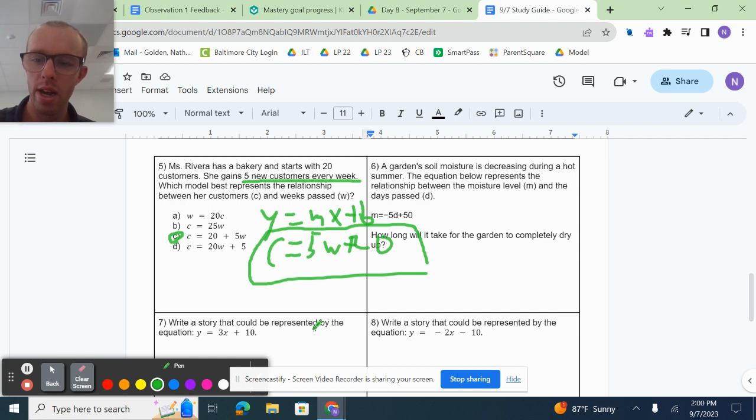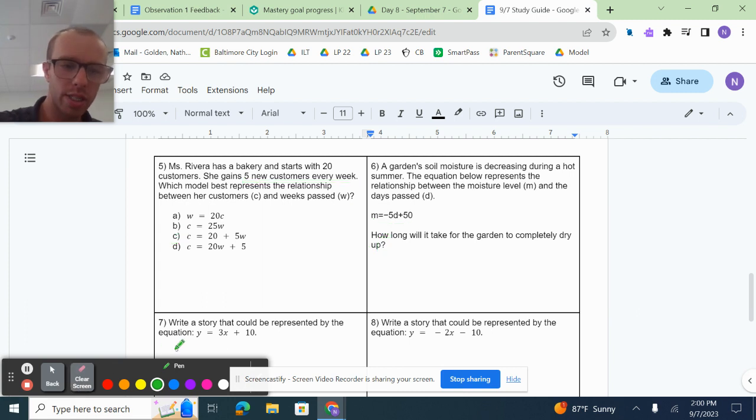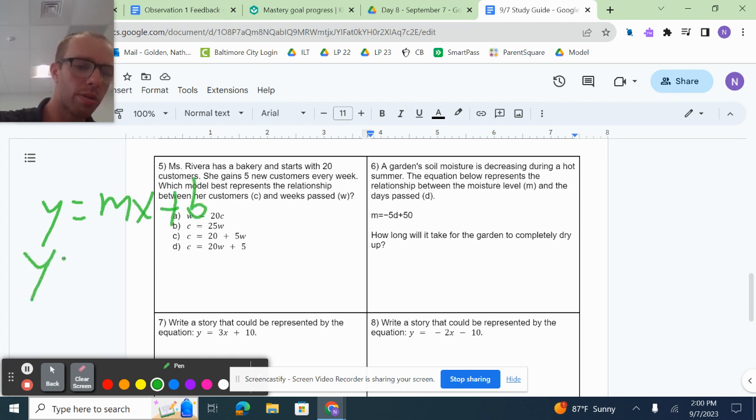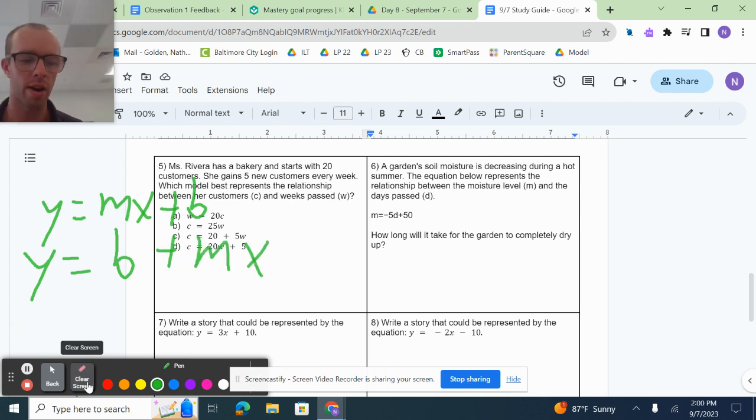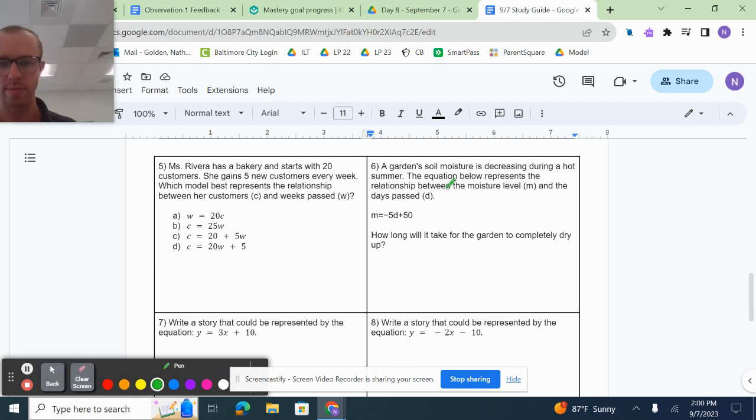They're the same thing. Think about it like this. What's 5 plus 4? That's 9. What's 4 plus 5? That's 9. The order of addition doesn't matter. And so what I want you to understand is that y equals mx plus b can technically also be written as y equals b plus mx. All right, they're the same thing. The order does not matter, and please don't let that trick you. That's just something really simple.